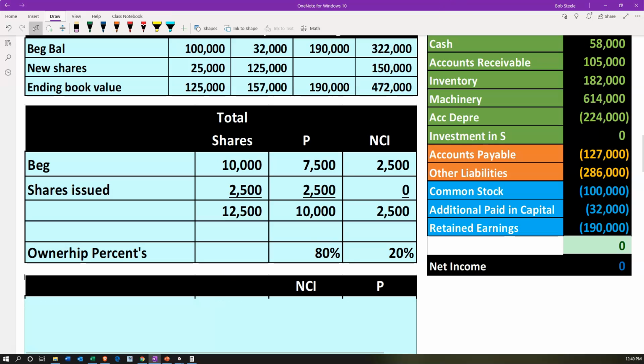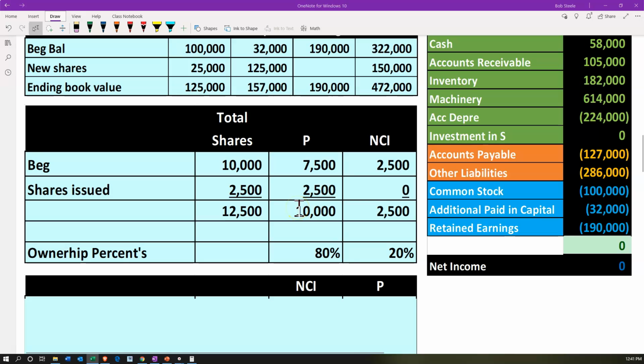Our new percentages, instead of the 75-25, are P having 10,000 shares over the 12,500. Divided by 12,500, they have an 80% interest. And of course, the 2,500 divided by the 12,500 is going to be the 20%. So our new interest is now broken out as an 80-20 split.